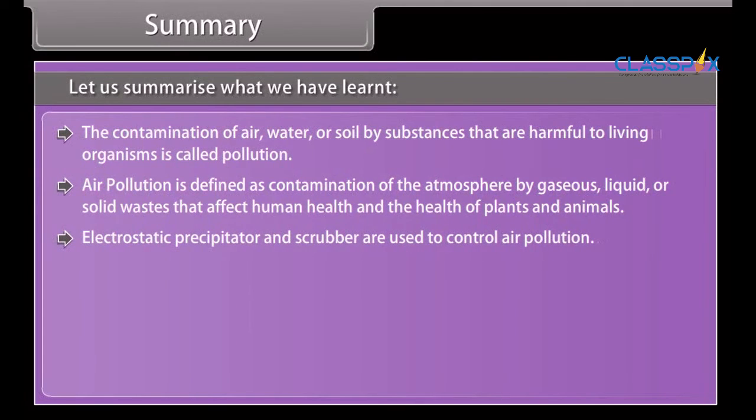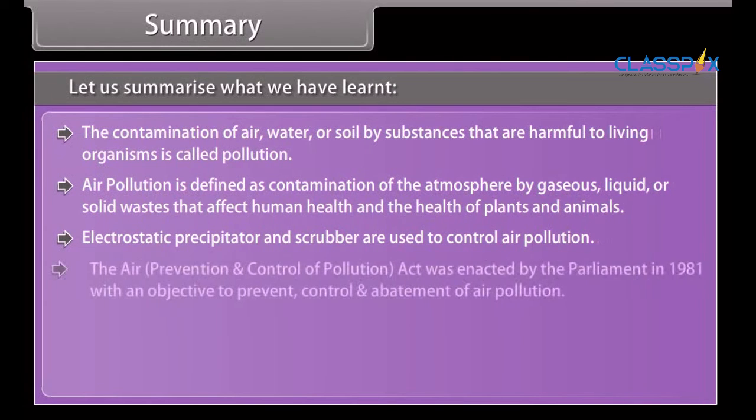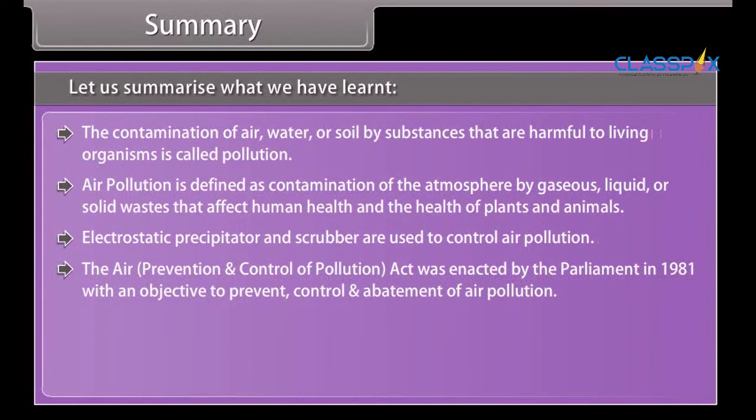Electrostatic precipitator and scrubber are used to control air pollution. The Air Prevention and Control of Pollution Act was enacted by the Parliament in 1981 with an objective to prevent, control and abatement of air pollution.